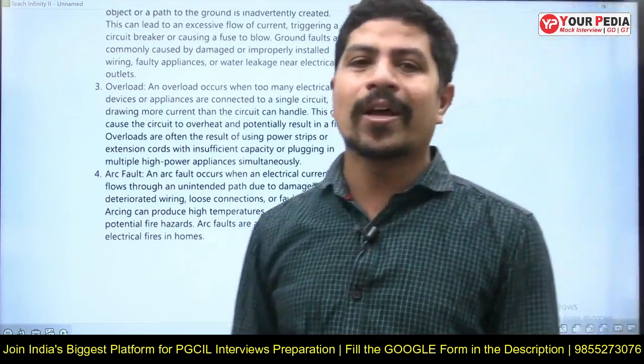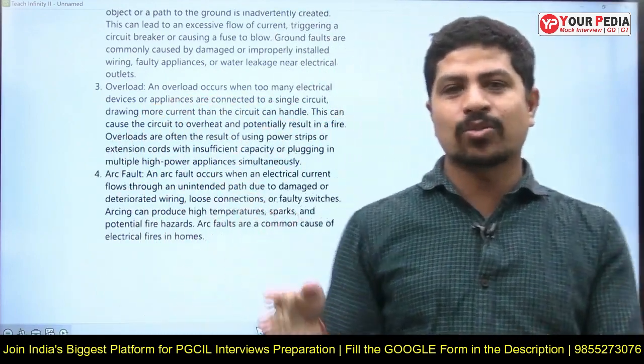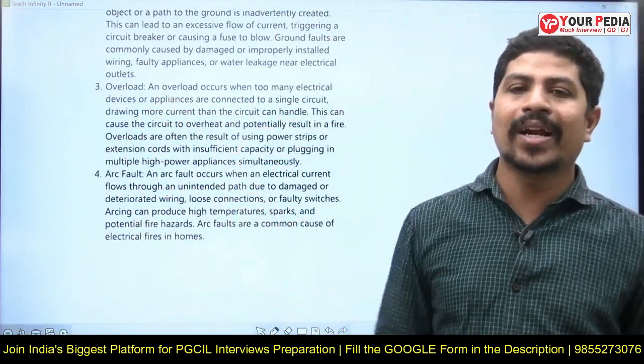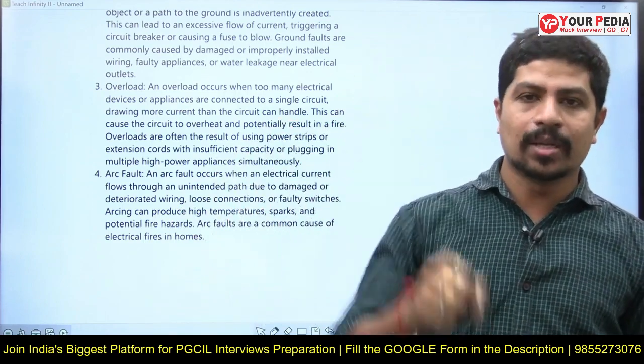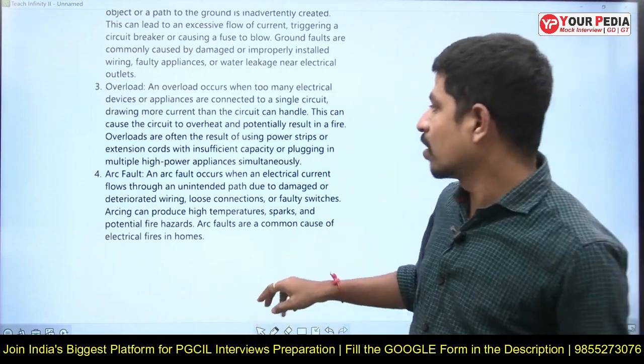Suppose you might have observed that whenever you switch on an iron box, rice cooker, washing machine, and fridge all at a time, your MCB will trip. So this is one kind of fault that will occur.